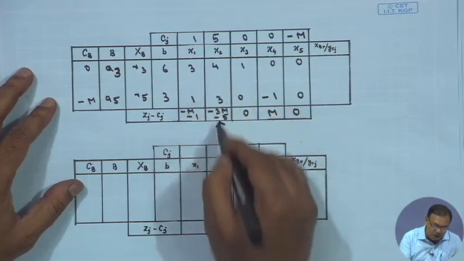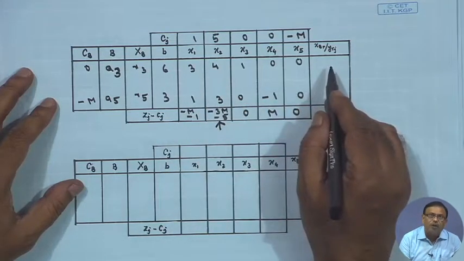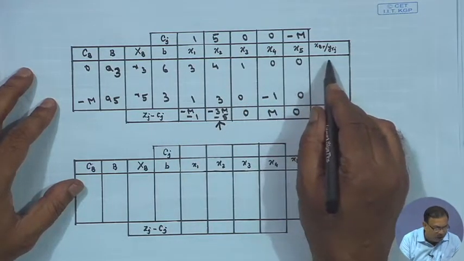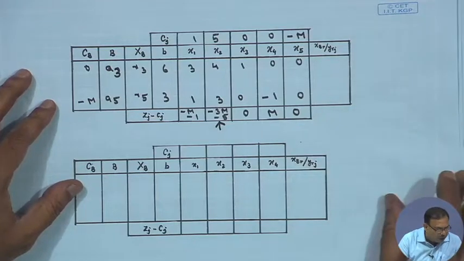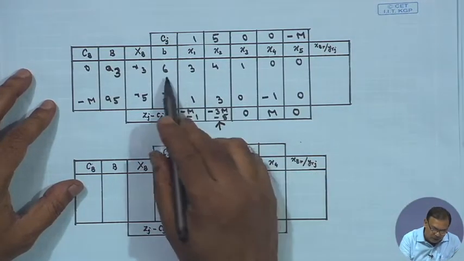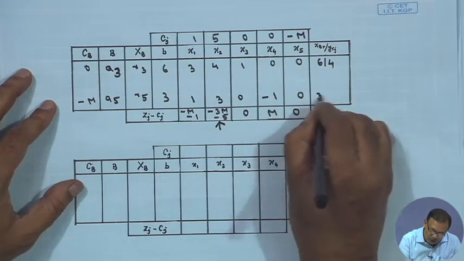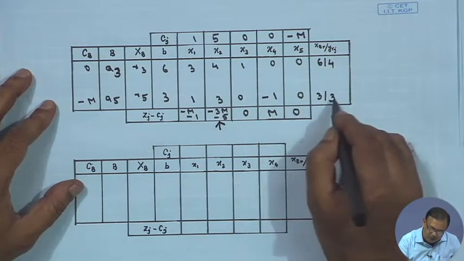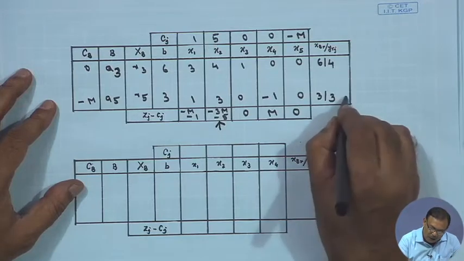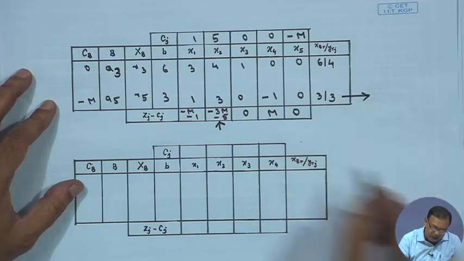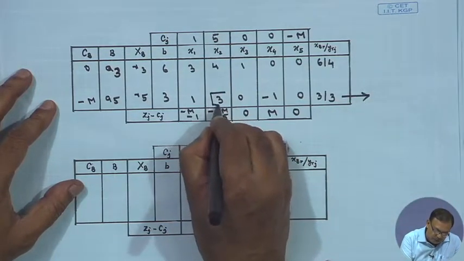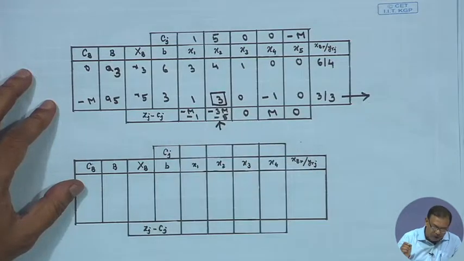So, corresponding to this column, I have to find out the ratio now, x b r by y r j. So, x b r by y r j will be 6 by 4 and 3 by 3. Therefore, the minimum is 1. So, this is the outgoing vector and this will be your pivot element.